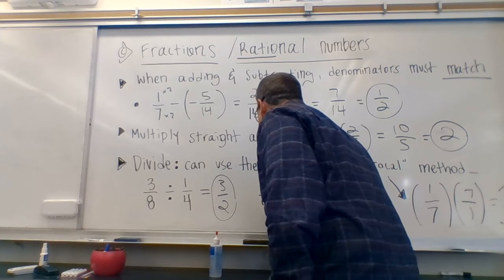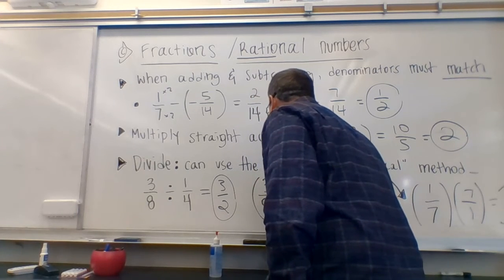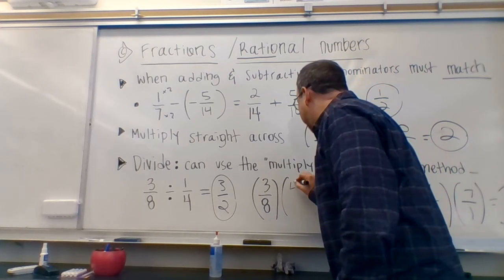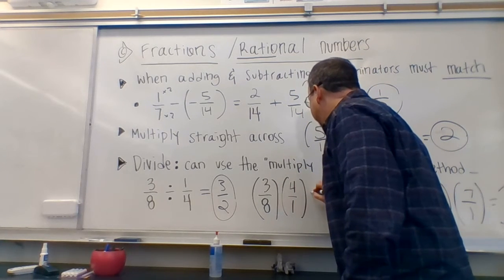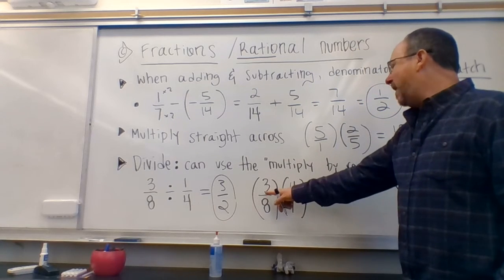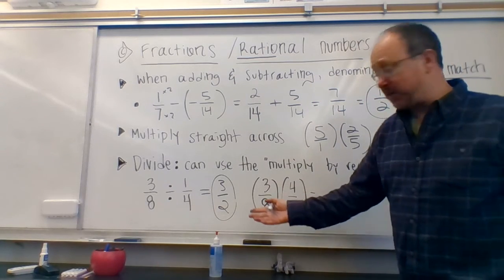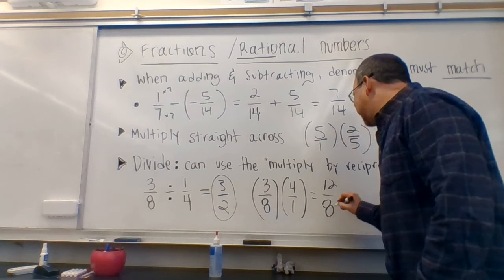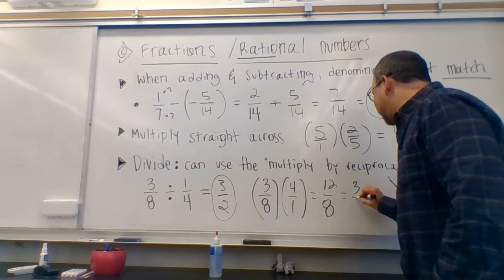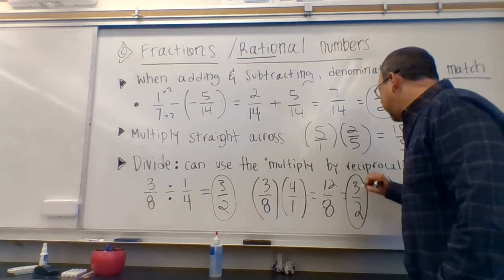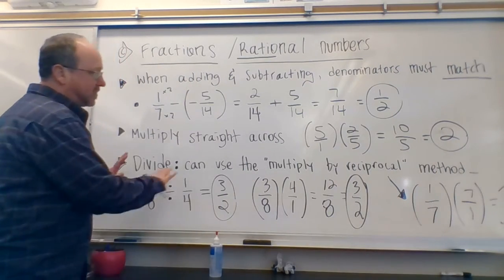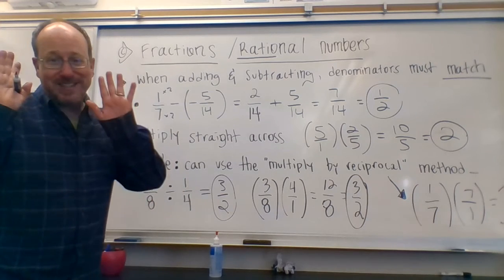So 3/8 multiplied by the reciprocal of 1/4, which is 4 over 1, right? And so that now I multiply, now it's multiplying, easier, multiply straight across. 3 times 4 is 12. 8 times 1 is 8. Look at that, 12/8 simplifies to 3/2. And there we are. So same answers, 2 different methods.